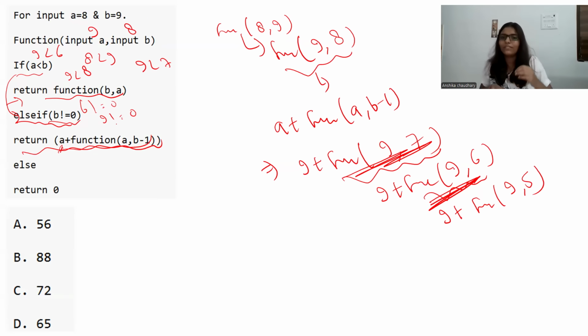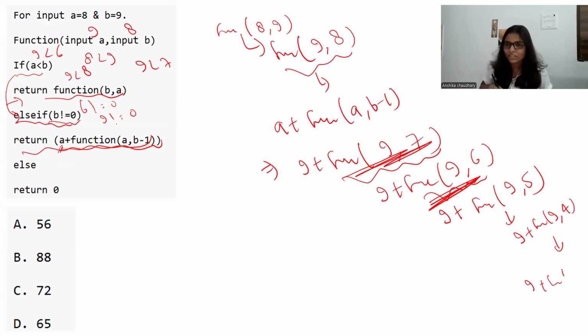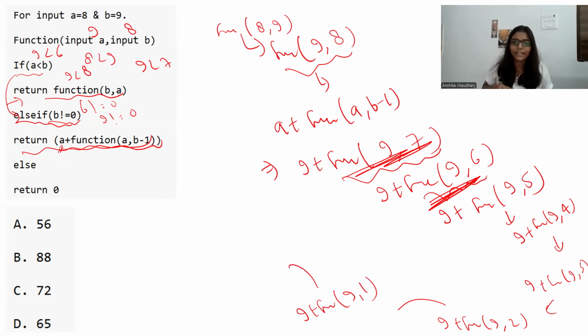Right. So if we see the pattern, every time it is adding 9, and we get 9 comma 7, 9 comma 6, 9 comma 5. So every time the b value is decremented only. So next, 9 plus function call 9 comma 4. And next, 9 plus function call 9 comma 3. Similar pattern we are following only. Again 9 plus function call 9 comma 2. Again 9 plus function call 9 comma 1. Right. Again 9 plus function call.